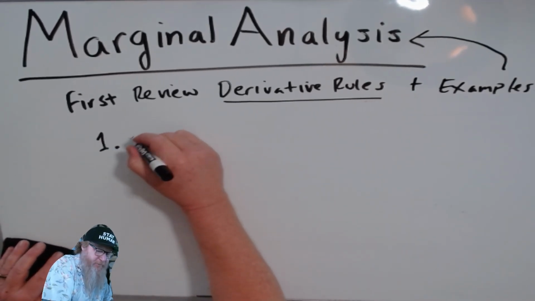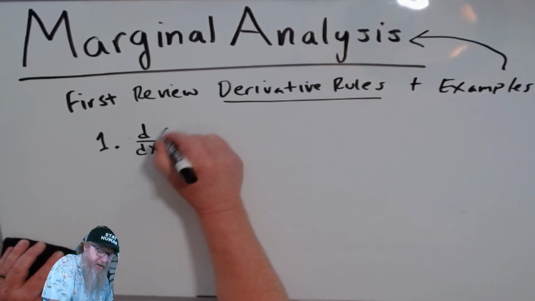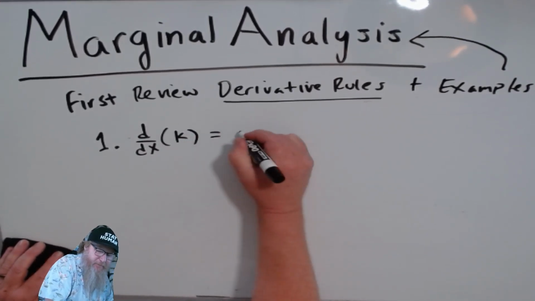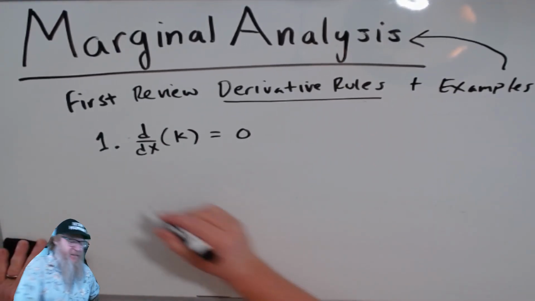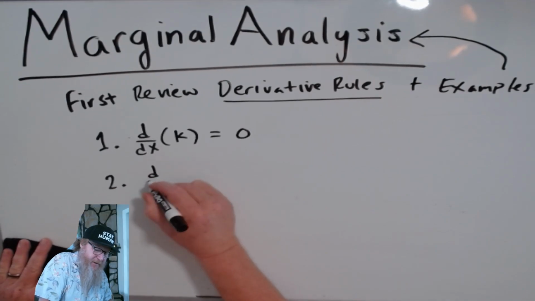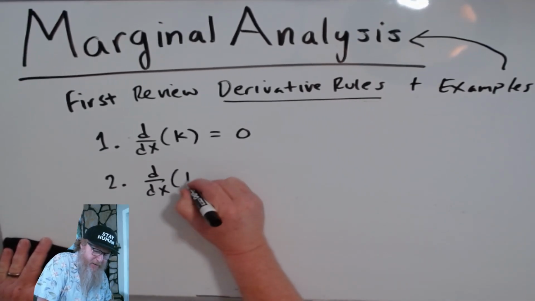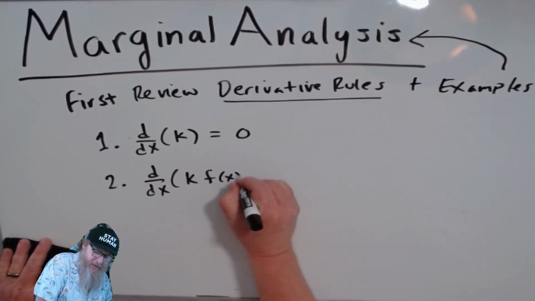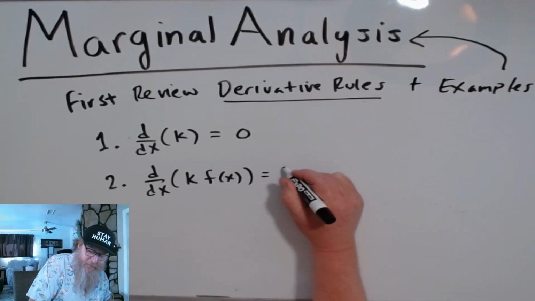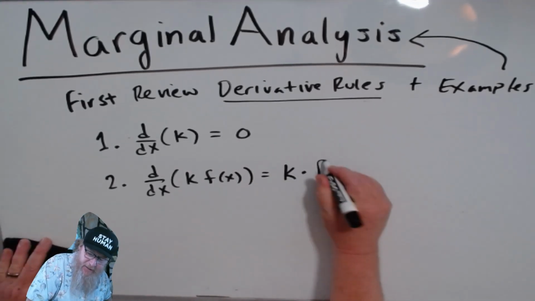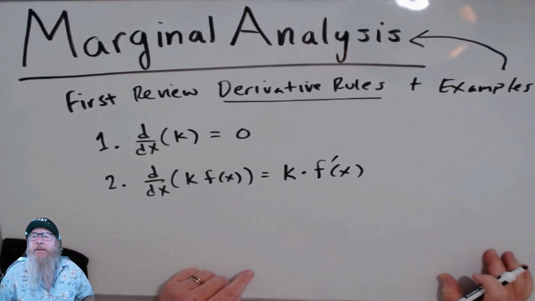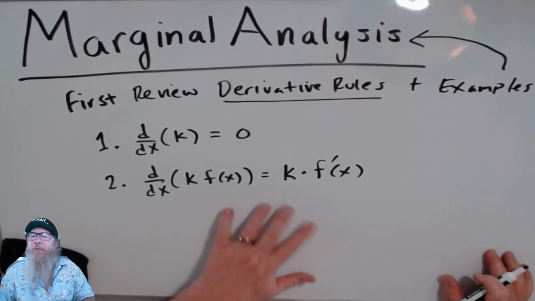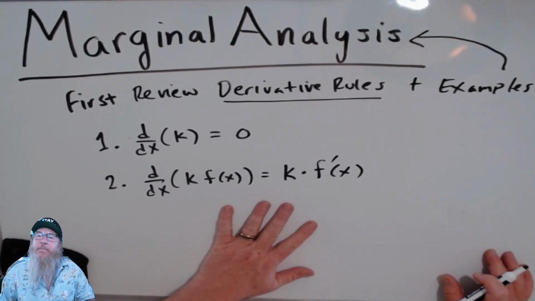The first rule, the derivative of a constant is zero. It's probably the easiest of all the rules. The second rule, the derivative of a constant times a function is the constant times the derivative of the function. Yeah, that one we use quite a bit.